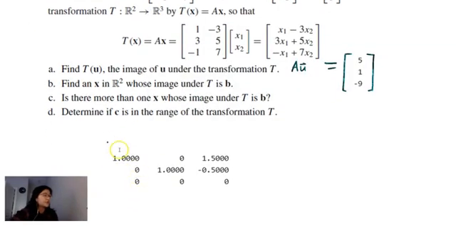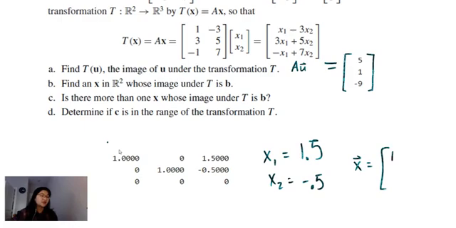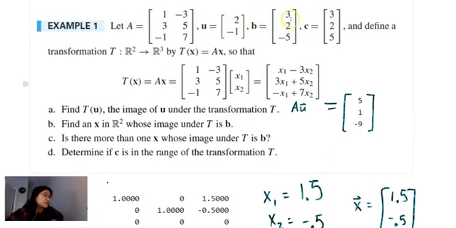So from our row reduced augmented matrix, we know that x1 is going to be 1.5, and x2 is going to be -0.5, and so our x is going to give us 1.5, -0.5. And this is the x whose image under T is given by the vector b, right there.